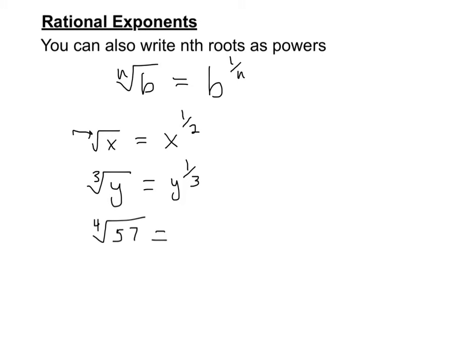And then, so what about the fourth root of 57? Well, that's the same as 57 to the 1/4. It's just a notational difference, or a new notation of what we mean by rational powers and rational exponents.